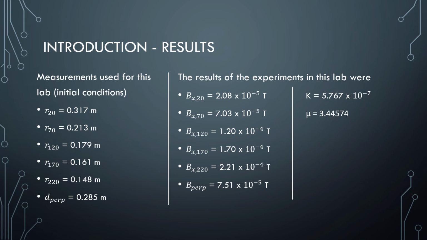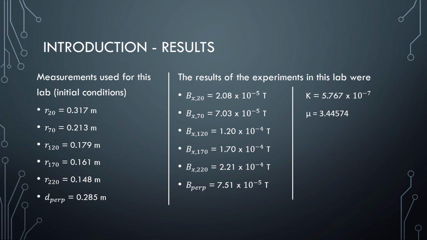The results from this experiment were that the B field at R20 was 2.08 times 10 to the negative 5 teslas. Magnetic field at R70 was 7.03 times 10 to the negative 5 teslas. The magnetic field at R equals 120 is 1.20 times 10 to the negative 4 teslas.